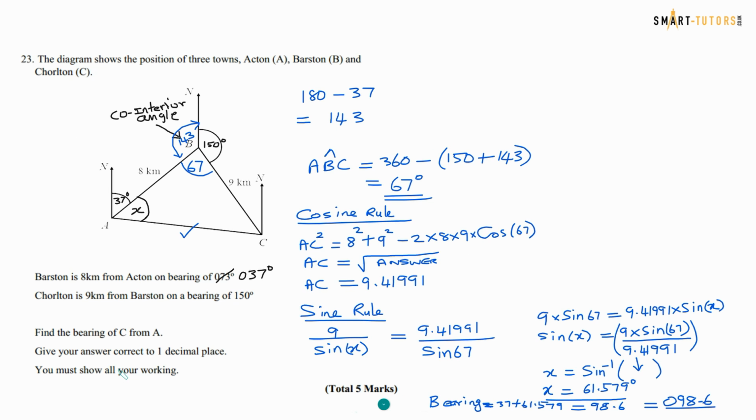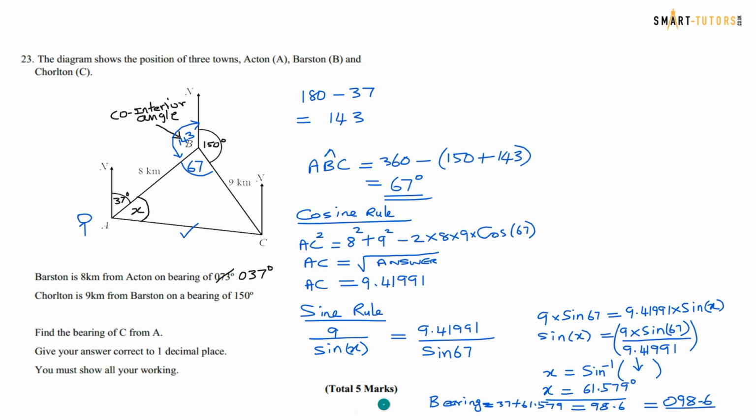Question number 23, and this is the last question. The diagram shows the position of the three towns A, B and C. B is 8 km from A on a bearing 037. So 037 from the north, this is the 037, 8 km far away. C is 9 km far away from B, and the bearing is 150. So this is 150, right? And now they are asking to find the bearing of C from A.